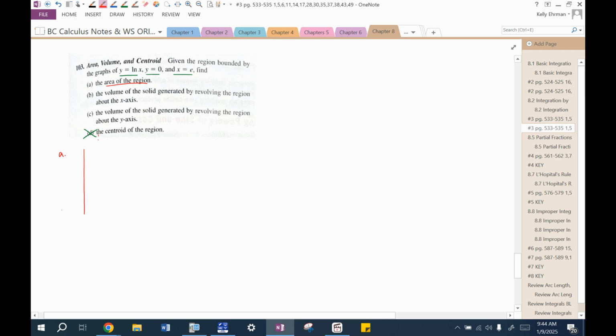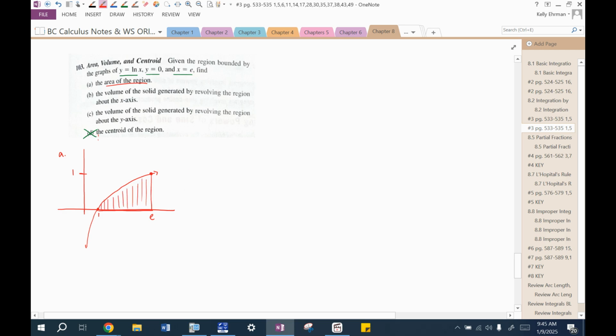All right, y equals natural log of x. I know that that goes through (1, 0), does one of these, and we're bounding it by y equals 0 and x equals e. And when I plug in e into natural log x, I get 1 for the y value. Okay, so this area is just this section here.